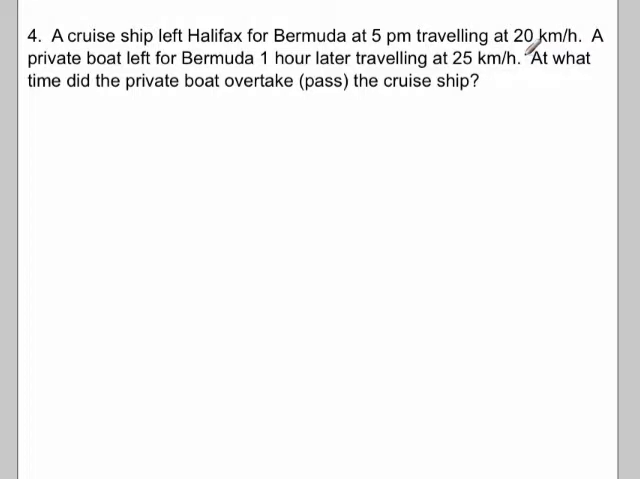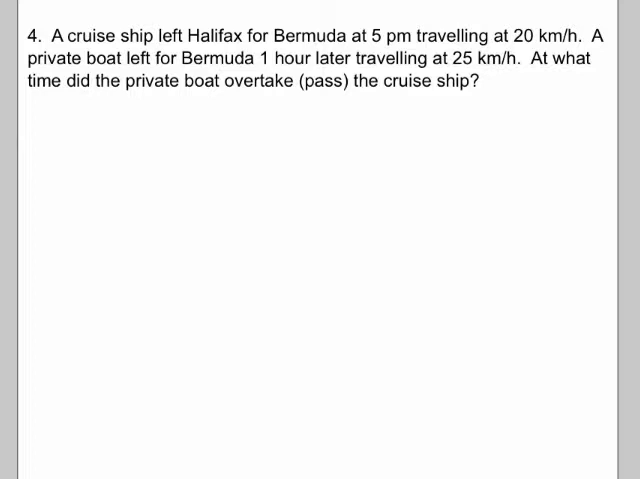And one more type of problem involving a cruise ship and a private boat. A cruise ship left Halifax for Bermuda at 5 p.m. traveling at 20 kilometers an hour. A private boat left Bermuda 1 hour later traveling at 25 kilometers per hour. At what time did the private boat overtake or pass the cruise ship?